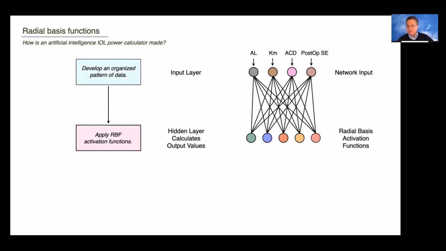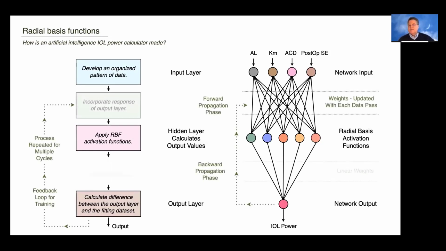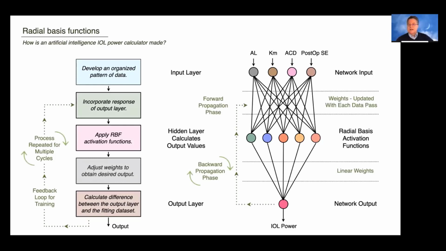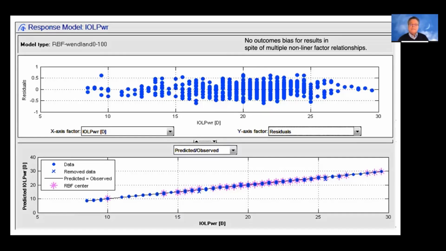And we have lots of options. We can use Gaussian process methods, Kriging, stochastic process methods. This just happened to be the one that worked best for us. We calculate the difference between this output layer and the fitting data set. And then there's a backward propagation phase where we can run things through again and again until the accuracy doesn't improve. And then from this, we can develop a calculator.